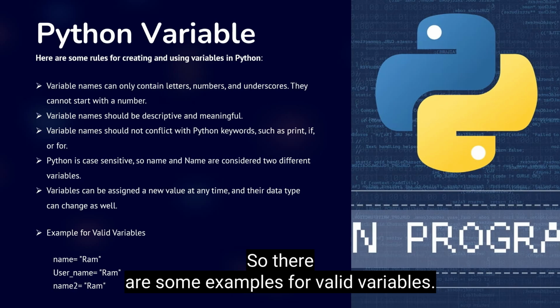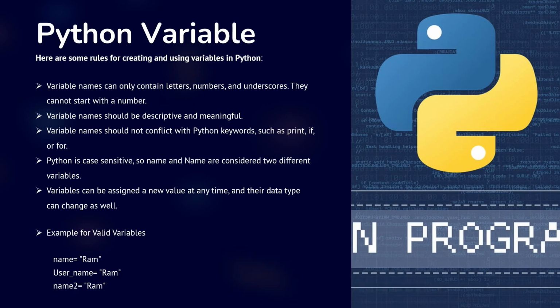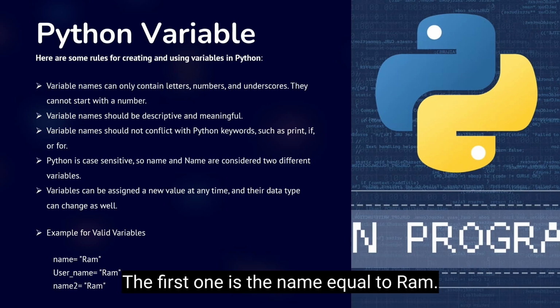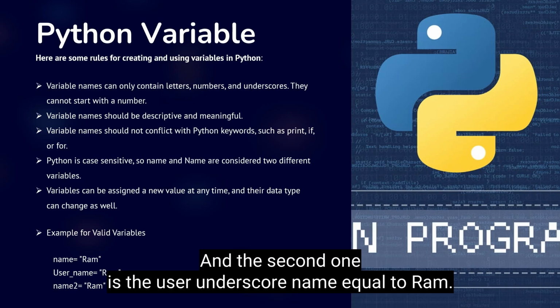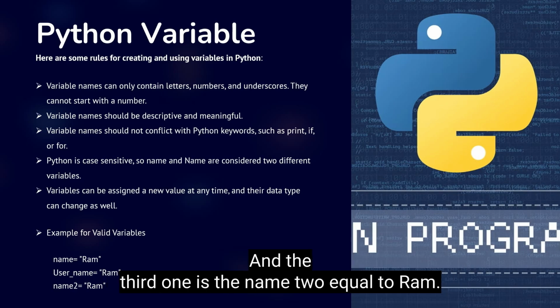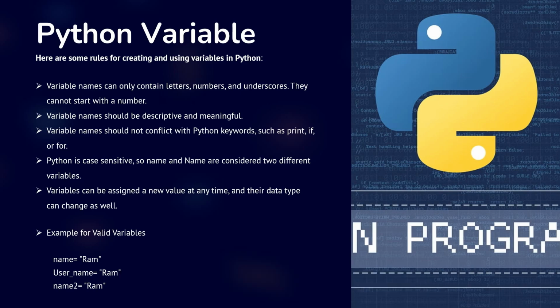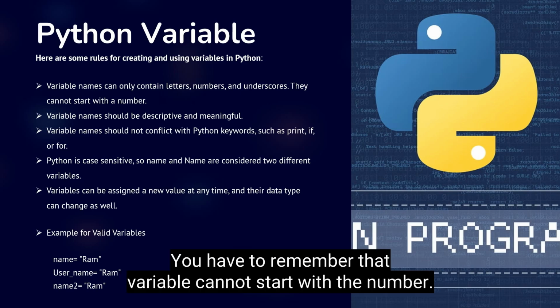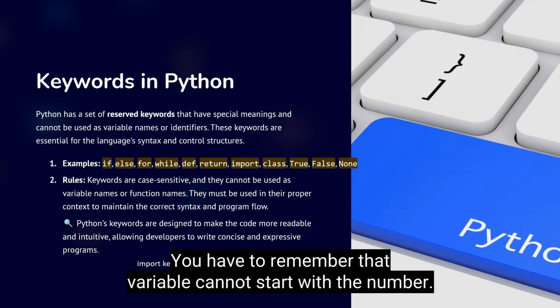So there are some examples for valid variables. The first one is name equal to ram. The second one is user underscore name equal to ram. And the third one is name2 equal to ram. You have to remember that a variable cannot start with a number.